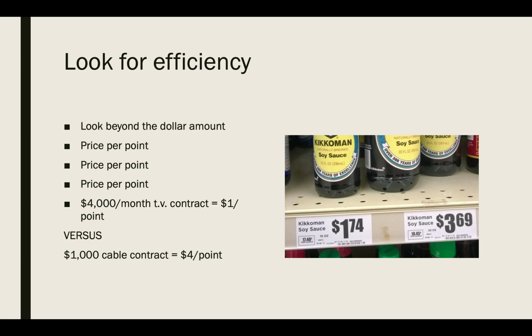So there may be a $2,000 monthly ad contract, but how much are you paying per person? Price per point, per percentage point is what you're looking at. So if you've got a $4,000 a month contract, you might be paying $1 per point. Whereas with the cable contract, it might be $1,000 and you're actually paying $4 per point. That's actually more expensive because it's costing you $4 to reach 1% of the people versus $1 to reach 1% of the people. So look at price per point. And that's something when you are in charge of purchasing your organization's advertising, ask. So on this package, what is my price per point? And if they can't answer that question, find a new rep.